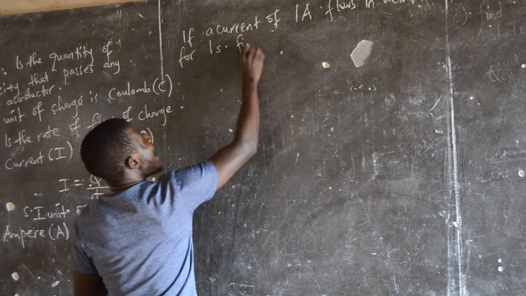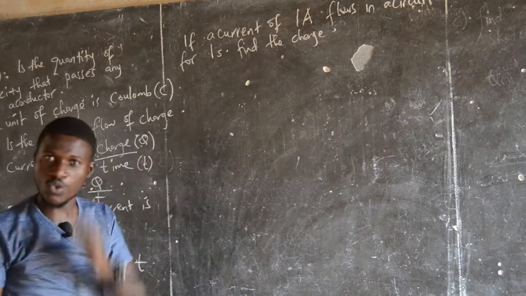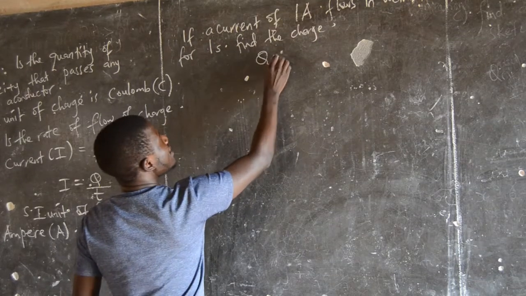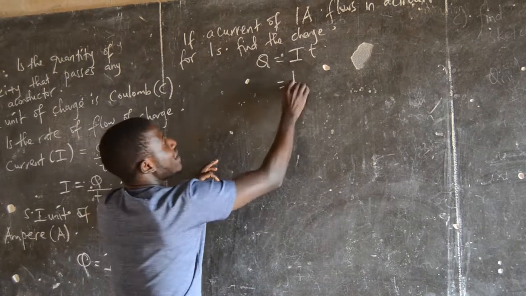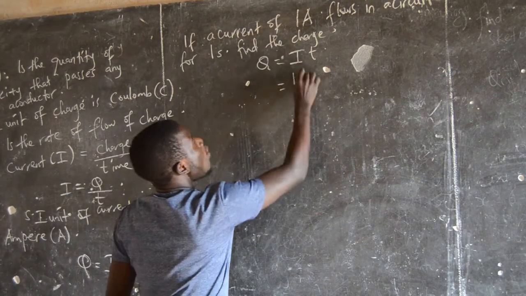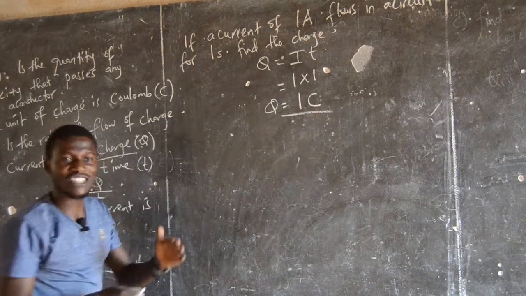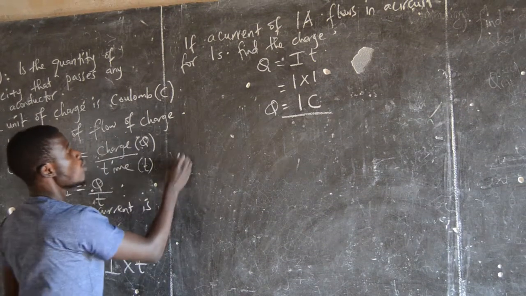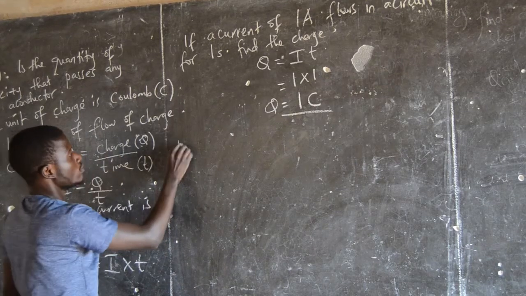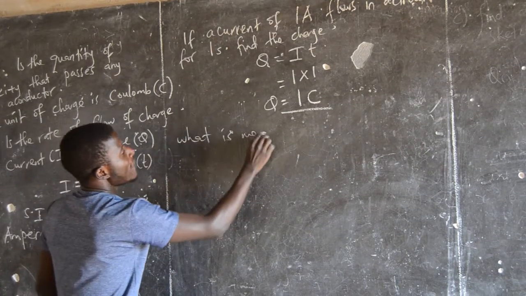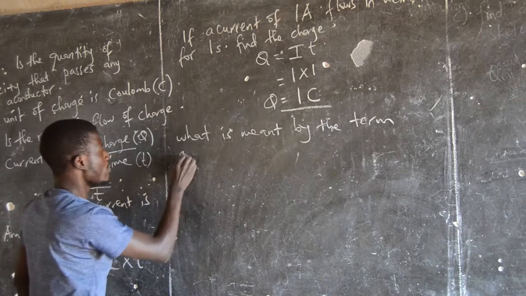Then I ask you to find the charge or find the quantity of electricity. What formula do you use? So this means that charge is equal to current times time. What is the current? 1 ampere. Are we together? What is the time? 1 second. That means that the charge becomes 1 coulomb. Now they can ask you what is meant by the term coulomb. I'm going to define a coulomb basing on this. What is meant by the term a coulomb?